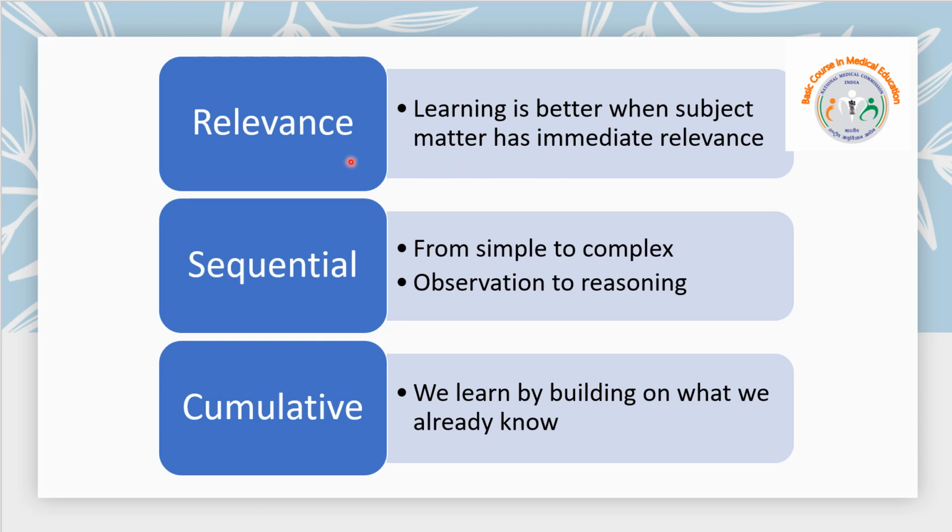Second point is sequential learning. We learn by progressing from simple to complex matter and from observation to reasoning. For example, if I show a child a burning candle and place a glass over it, the fire will be put out. First the child will observe it, then will ask why it is happening. So first is the observation, then the reasoning, and if I then explain the matter, it will be registered in his or her mind permanently. So this is sequential learning.